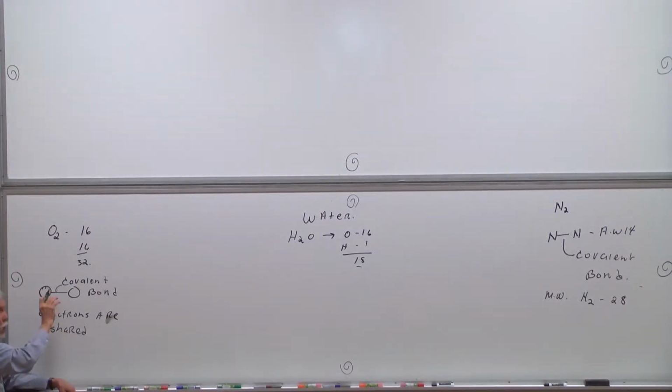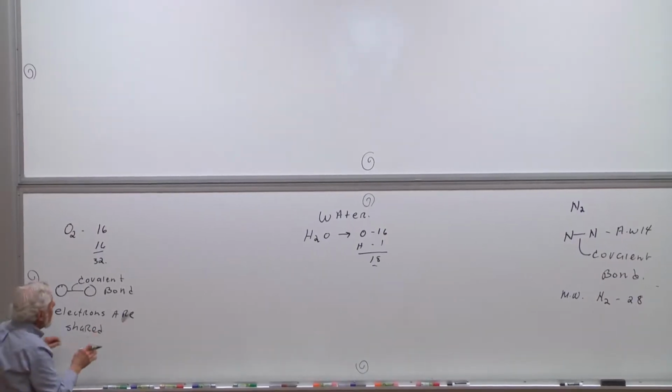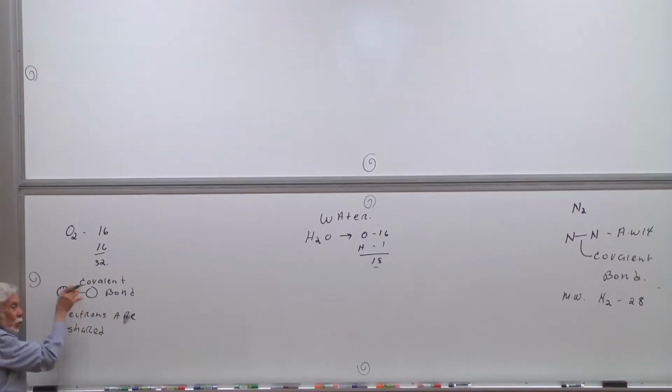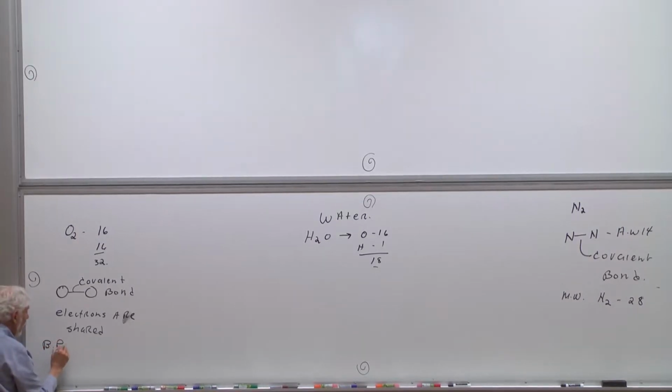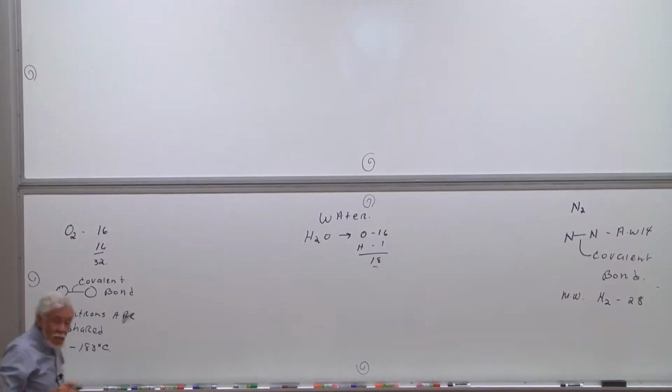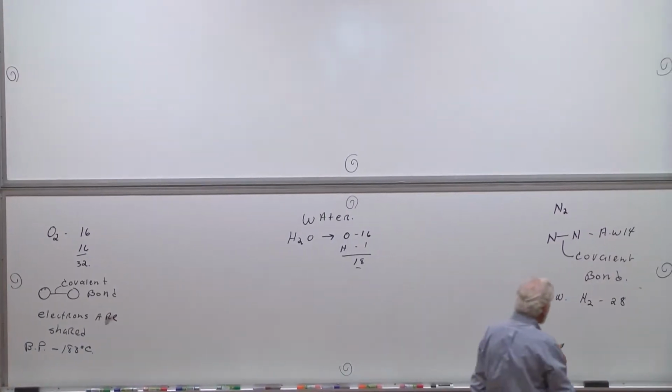There is no unequal distribution of electrons in this molecule. The electrons in this oxygen atom and this oxygen atom share these electrons equally, such that the electrons spend as much time around this oxygen as this oxygen. Because of that, this molecule does not have any charge to it. It's neutrally charged. And if we cool it down, we find that its boiling point is minus 183 degrees centigrade. Now, don't memorize these numbers, but I'll use them to illustrate an idea.